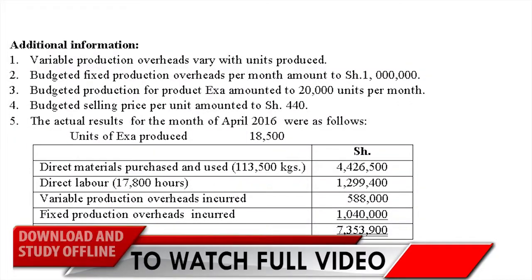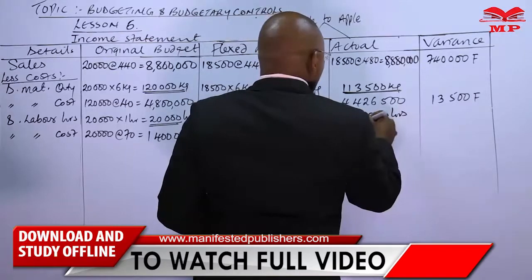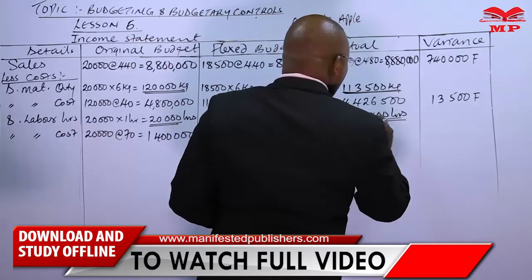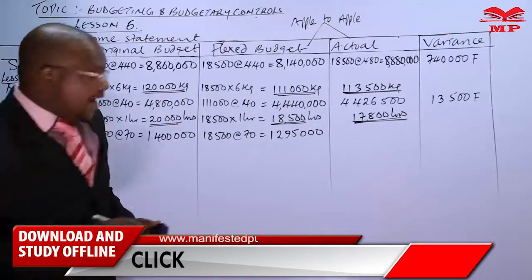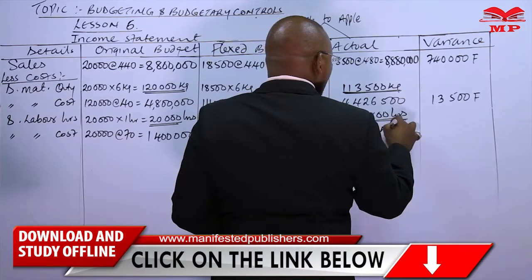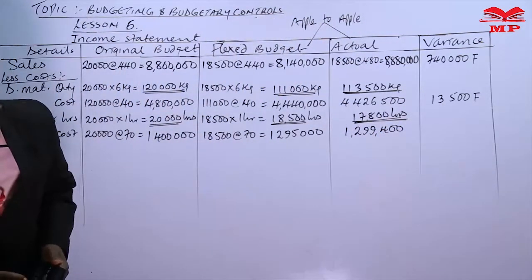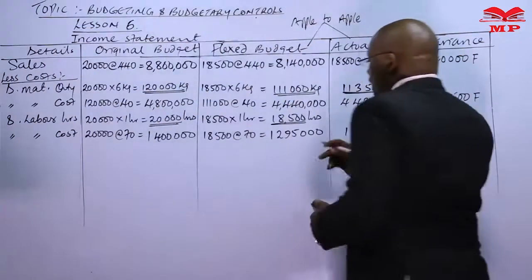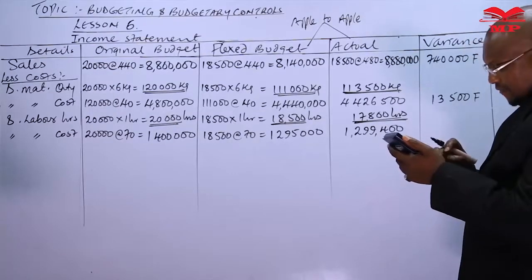But actually, how many hours did we use? In note number 5, we used 17,800 hours to do the production. But the cost spent is 1,299,400. So the comparison shall be, we were to spend 1,295,000, but actually we have spent 1,299,400.